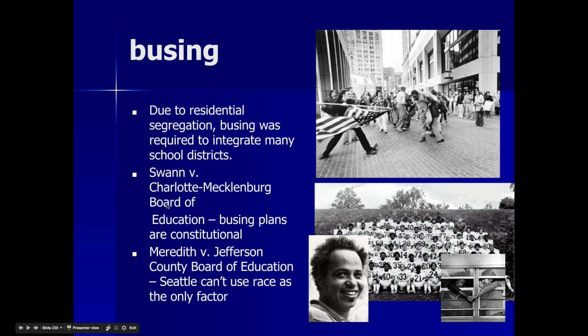And so then you've got 2 court cases, Swann versus Charlotte, where the Supreme Court upheld Charlotte's busing plan. Meredith versus Jefferson County kind of put a qualification on it, watered down Seattle's busing plan. And busing, like affirmative action, has become less and less popular.